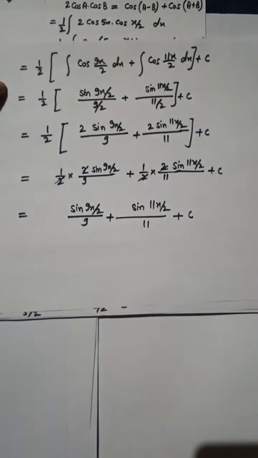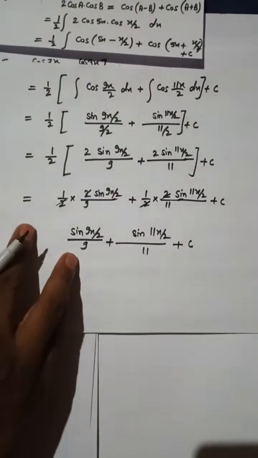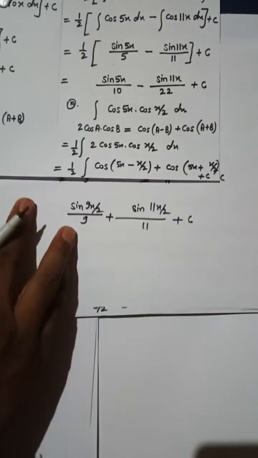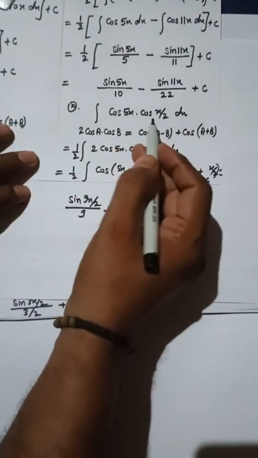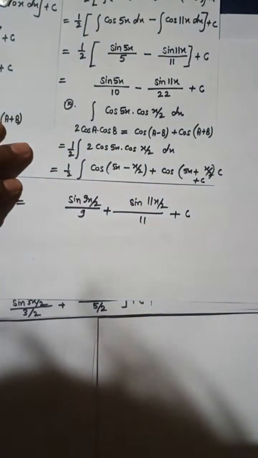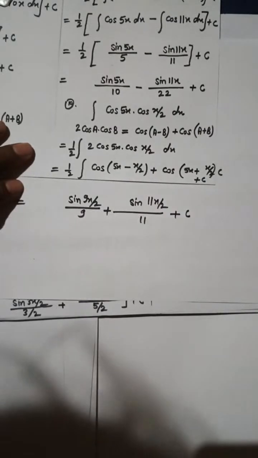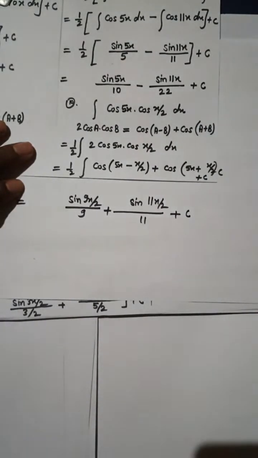So this one is the integration of this problem, cos 5x into cos x by 2. We have done this integration. If you have a further doubt, you can just write to me in the comments. And we did this exercise.